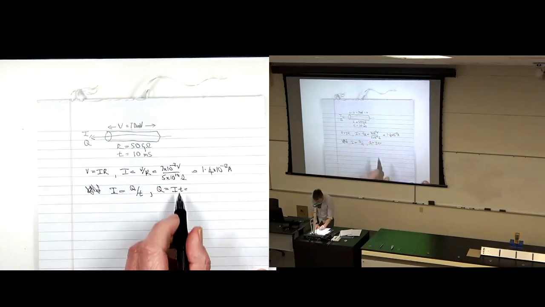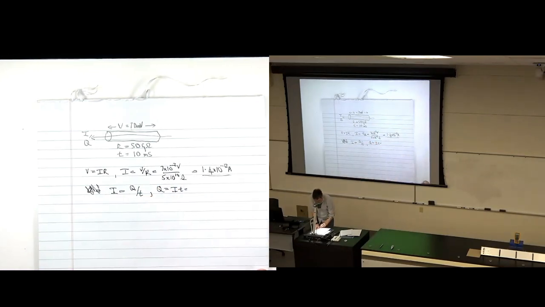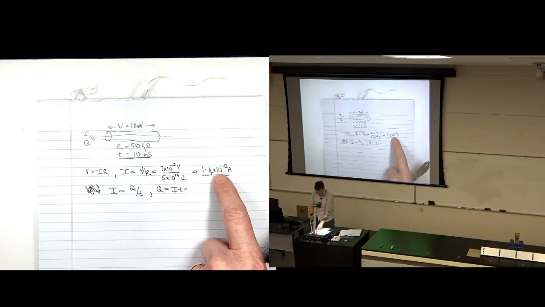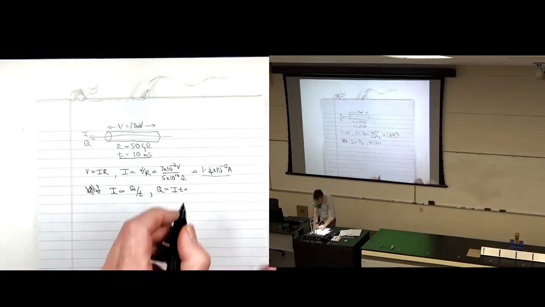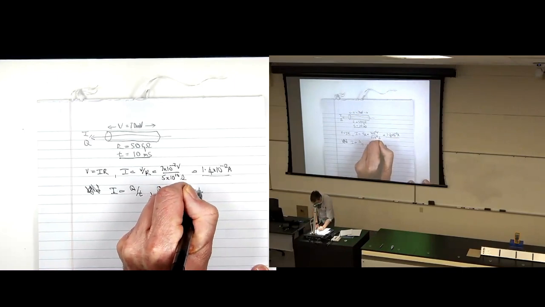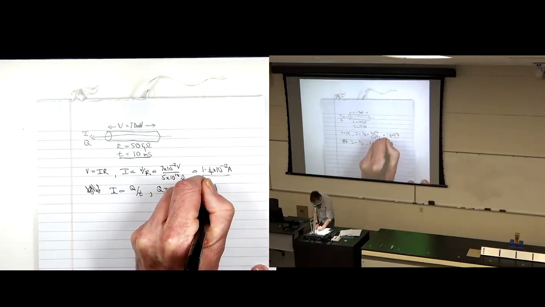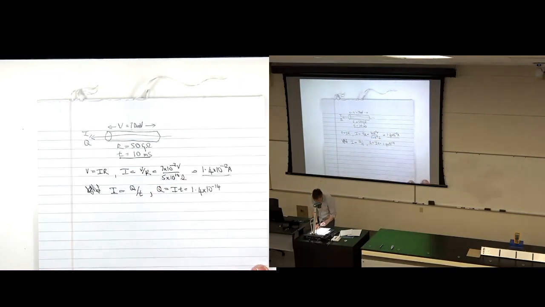And if I feed in this current here and this time here, 10 milliseconds is 0.01 seconds, so I've got 0.01 times this 1.4 times 10 to the minus 12. I don't need to write it down, I can do it in my head. It's 1.4 times 10 to the minus 14. This is now coulombs, not coulombs per second, because I multiplied by time. So that's the amount of charge.